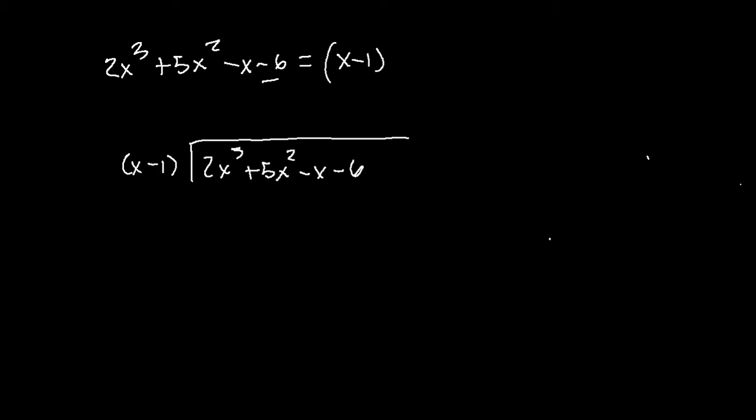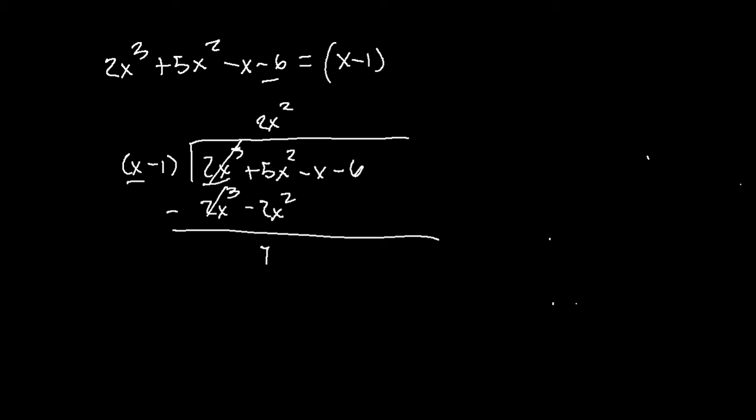In dividing polynomials, we would divide it just like any other numbers. But let's focus on the first term more. 2x cubed divided by x is just 2x squared. 2x squared times x is 2x cubed. And let's also multiply 2x squared to negative 1. 2x squared times negative 1 is negative 2x squared. And then subtract. This cancels out. And 5x squared minus negative 2x squared is positive 7x squared. Negative x comes down.